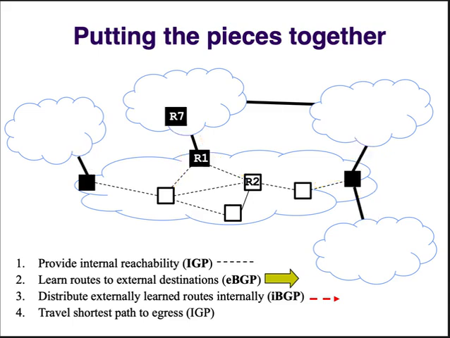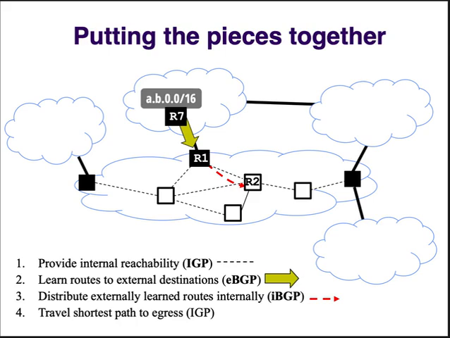Let's make that a little more specific. So in this case, let's say that the domain where R7 is had a prefix a.b/16. It would have told R1 about this through its eBGP session. R1 would have told all the routers, including R2 in this example, about that prefix through its iBGP session.